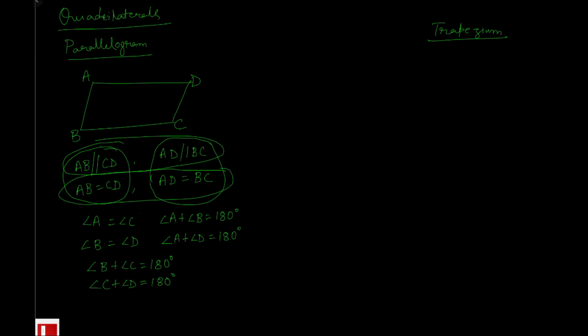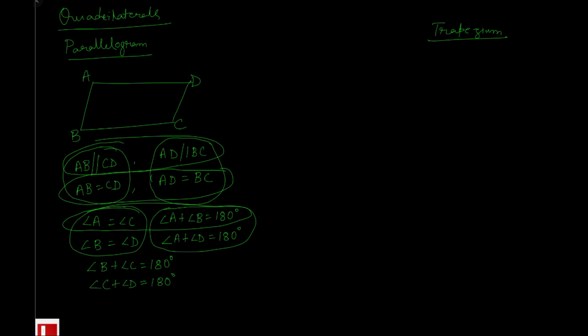Here also, this set of information is sufficient to tell us that it is a parallelogram. This set of information is also sufficient to tell us that it is a parallelogram. Then we don't need to check anything else, right? For example, this set of information is also capable enough to tell us that a given quadrilateral is a parallelogram, and so on, right?